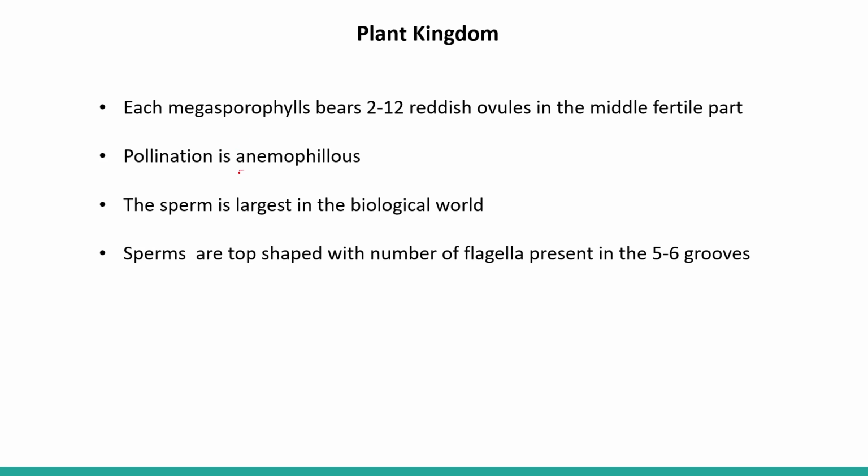Pollination is anemophilous, means with the help of air. The sperm is the largest in the biological world. So Cycas has the largest sperm in the biological world. Sperms are top shaped, and they have a spiral with 5-6 grooves, and they have cilia, hair-like structures like this. Okay, a number of flagella are present here like this.